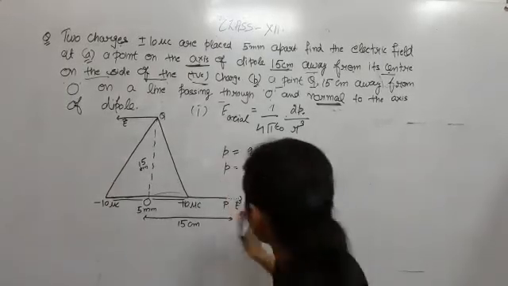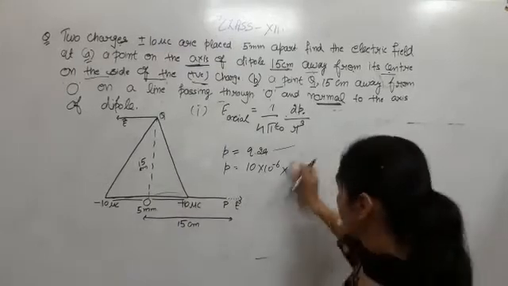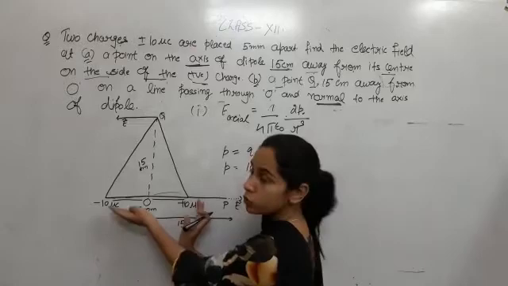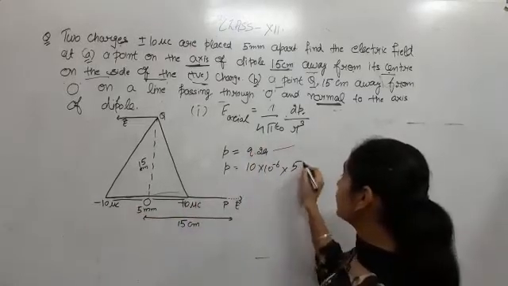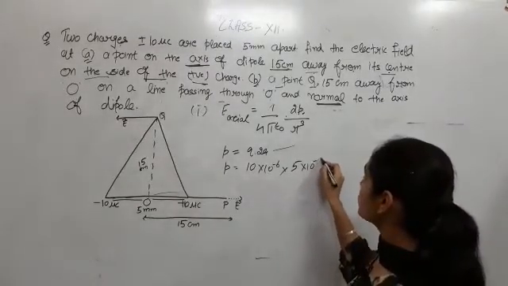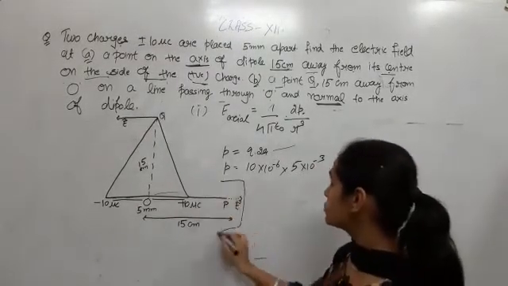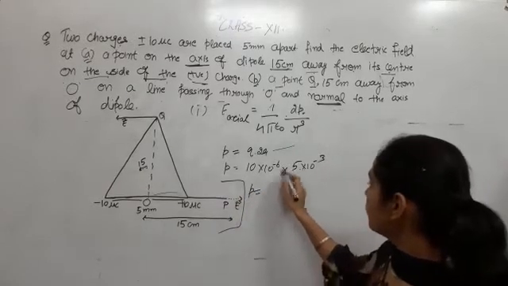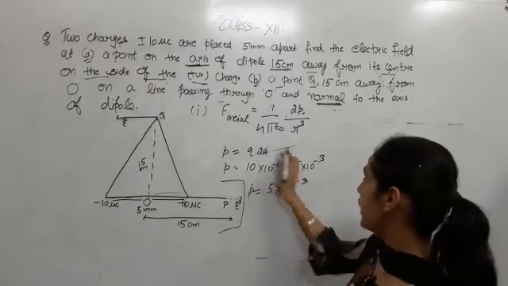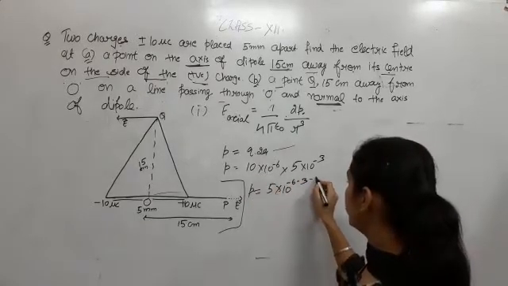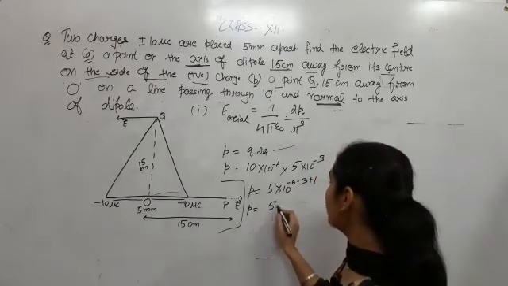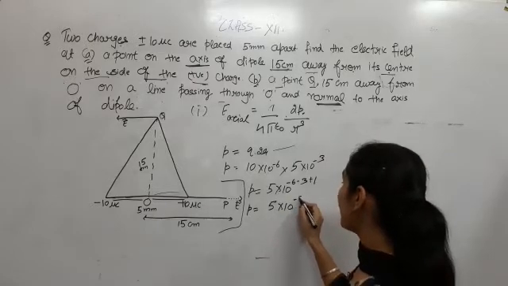Clear this thing? No, sorry beta, not 15, 5. The distance between the two charges is 5 millimeter. To convert millimeter into meter, what we have to do? 5 into 10 raised to power minus 3. Now just try to solve it. P is 5 into 10 raised to power minus 6 minus 3, so the powers will be added. So, dipole moment will be 5 into 10 raised to power minus 8.